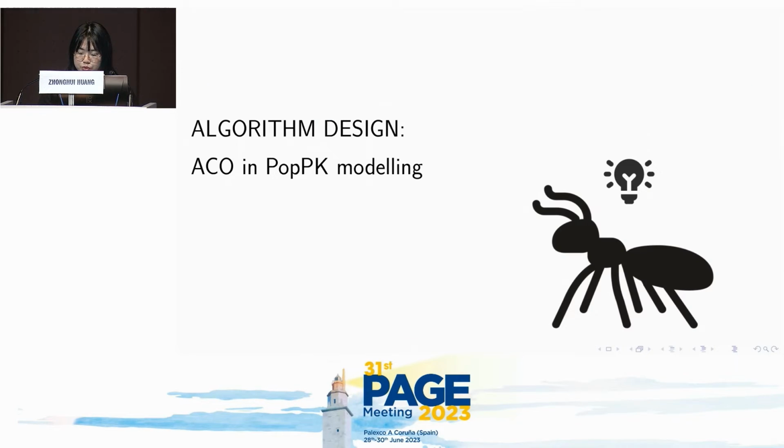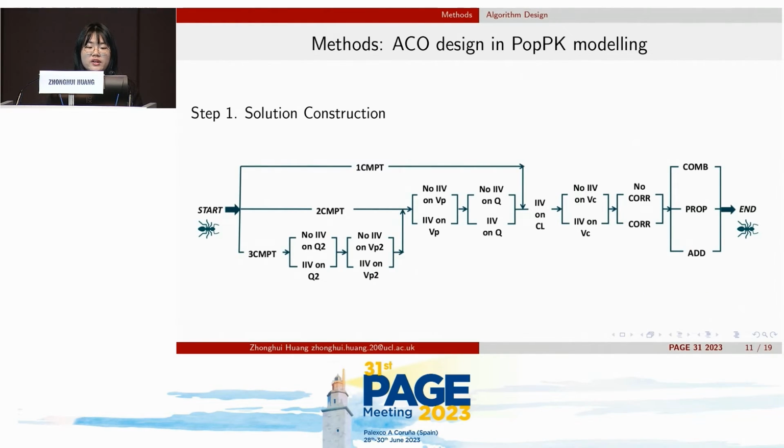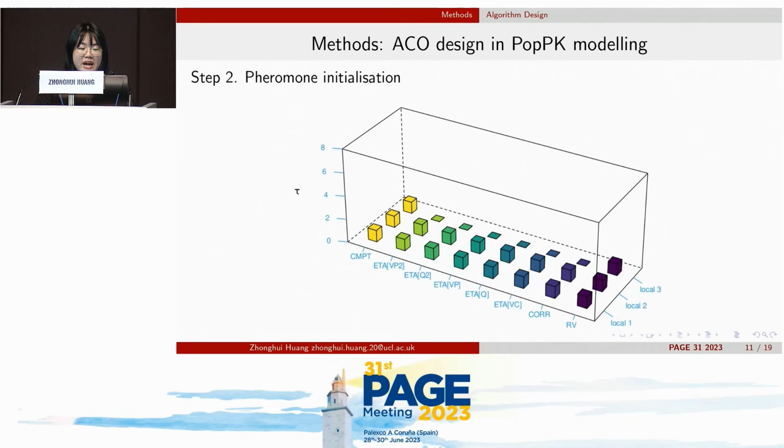Then it comes to the important part, ACO design in the POP-PK modeling. The first step for ACO design is to construct the solution path. As I showed just now, the ants can try different paths, which represent building the models. After the practice, we can get the model results, evaluate the models, and get the positive feedback from the practice. At the beginning, we also need to initialize the pheromone.